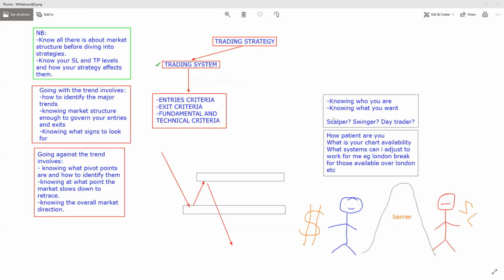And even before we talk about this part of the trading system, what I want you guys to take note of is this section here. Let me just highlight this section here. So, knowing who you are. If you're building your own trading strategy, first and foremost, you have to know who you are. And funny enough, most people don't know themselves.